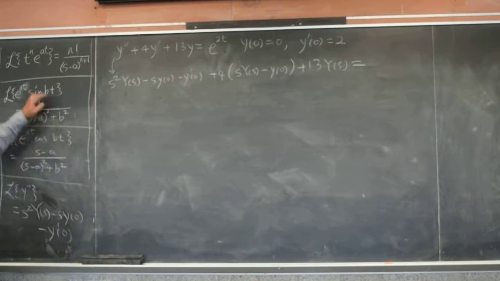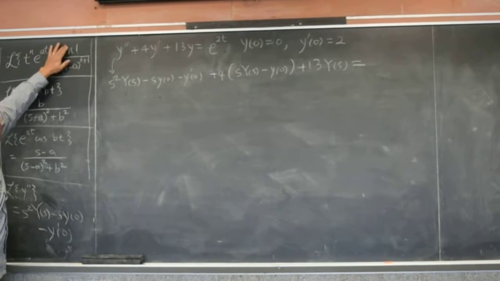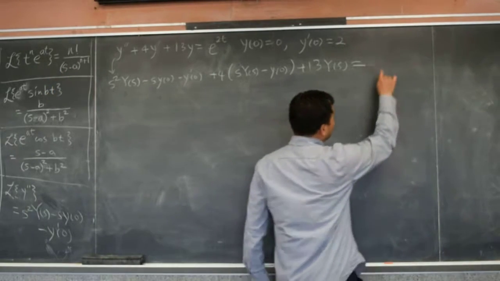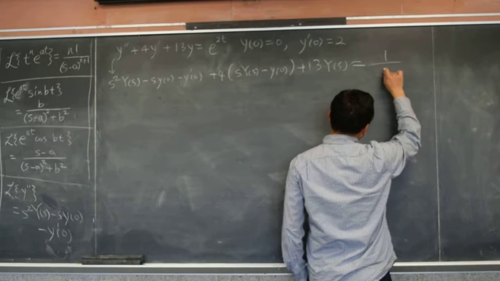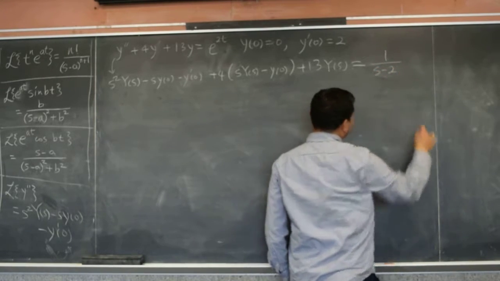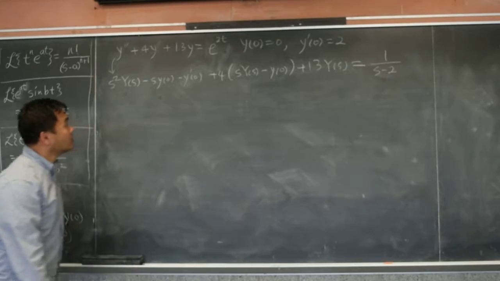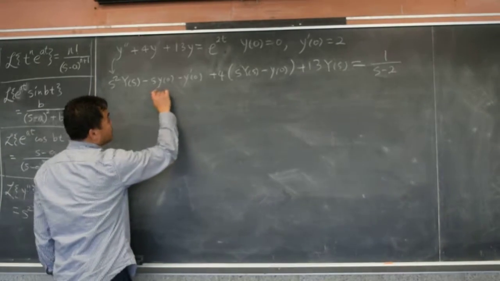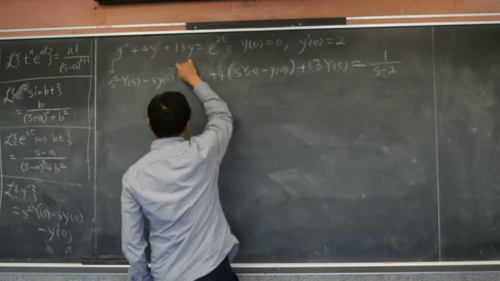e to the 2t. This is the case when n is 0, so it's 1 over s minus a, with a being 2. So what would you get? 1 over s minus 2. That's what you get. Okay. All right, since y of 0 is 0, that's gone.